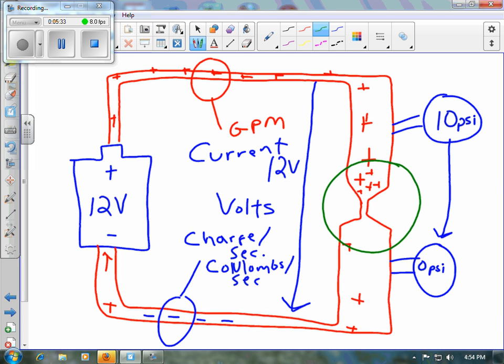Bottleneck? A bottleneck. It is a bottle. It's literally a bottleneck for electrons, and it's called a resistor.